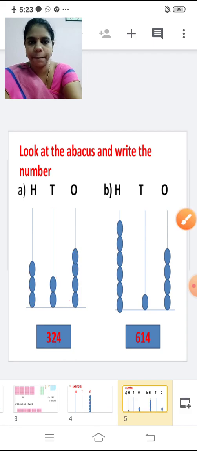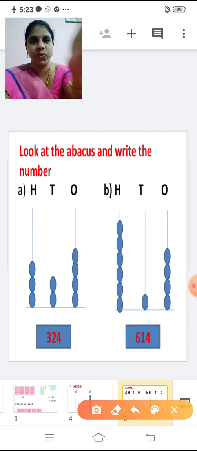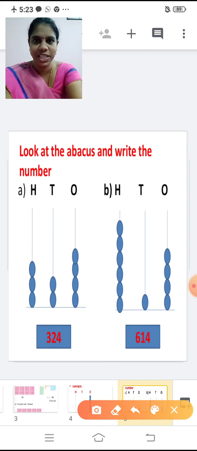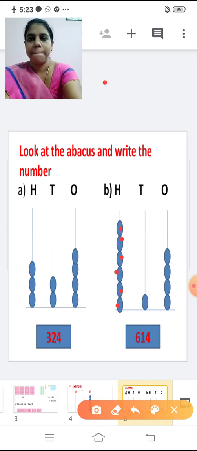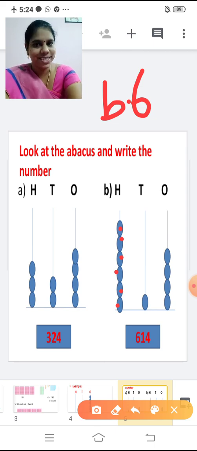B sum. Now count how many hundreds, how many tens and how many ones. You can start from the hundreds place because you're going to write from the hundreds place. Now count the hundreds place. 1, 2, 3, 4, 5, 6. How many hundreds? 600.